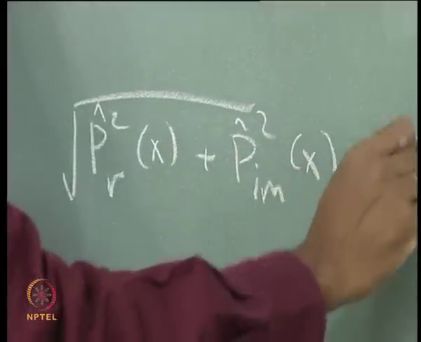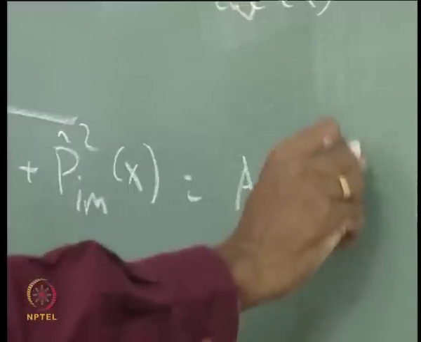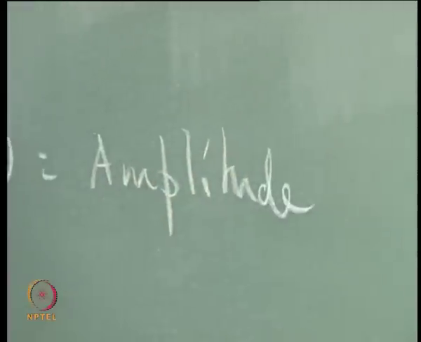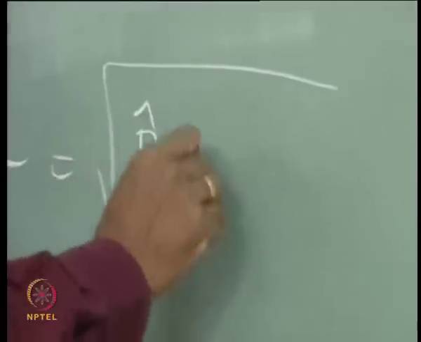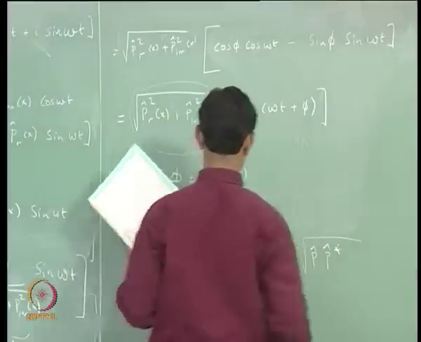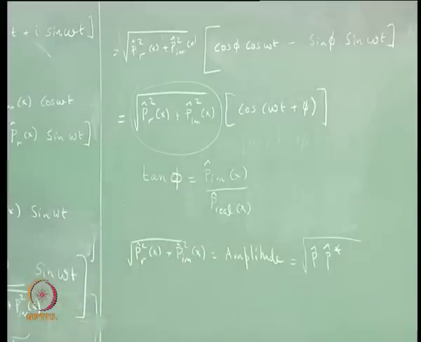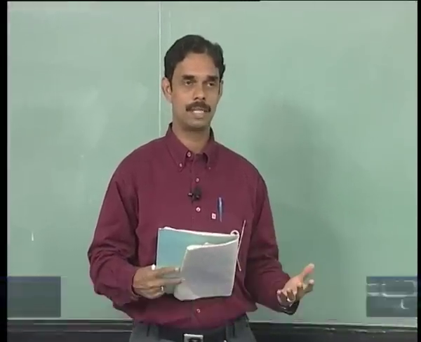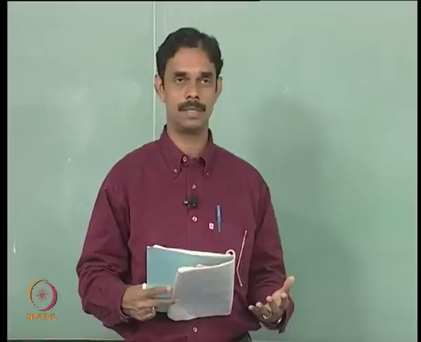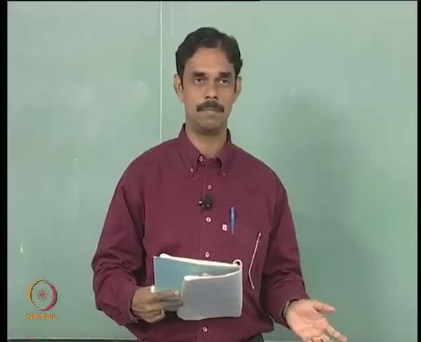So this is actually the amplitude, which could be written as square root of p hat star. So we need two more things to be done. We have to talk about how to express acoustic velocity in terms of acoustic pressure. We also need to talk about the acoustic displacement amplitude.